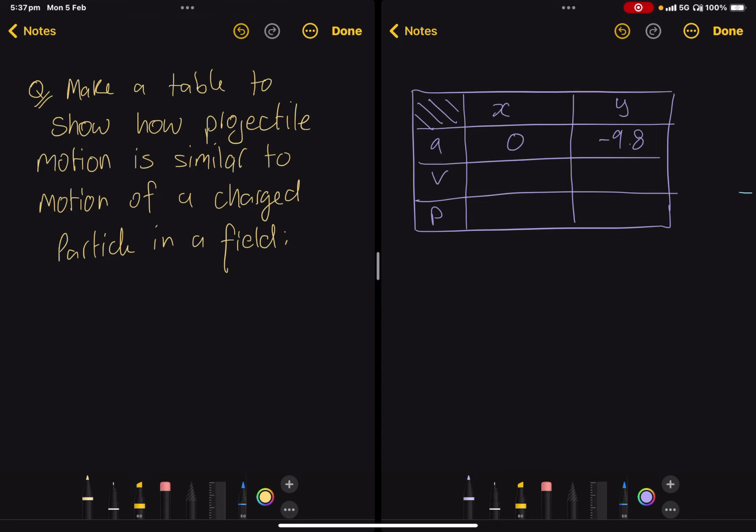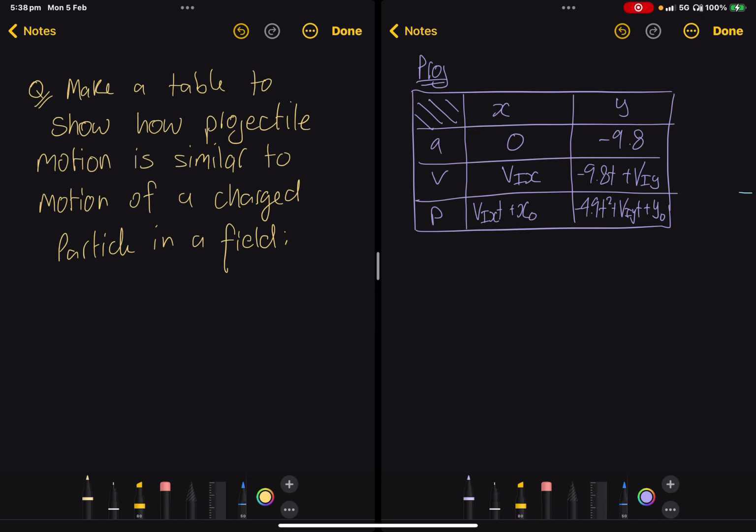The velocity of the projectile is just whatever the initial velocity is. So this is velocity initial in the x direction. The velocity in y is minus 9.8 times time plus the velocity initial in y. Then the position is the velocity initial in x times time plus the starting x position. The position in y is minus 4.9 times time squared plus the velocity initial in y times time plus the y starting position.